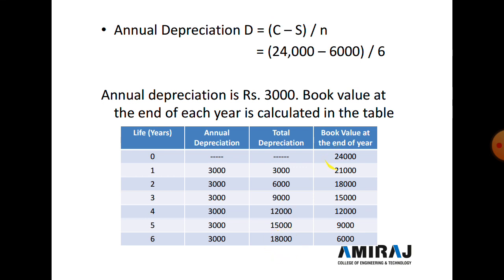So the book value at year 0 is 24,000 minus total depreciation of the first year, and we got the book value at the end of the first year as 21,000. In the second year, 21,000 minus total depreciation of 6,000 in the second year, so we got the book value at the end of the second year as 18,000. Similarly, at the end of the 6th year the book value we got is 6,000 for the needle vibrator.